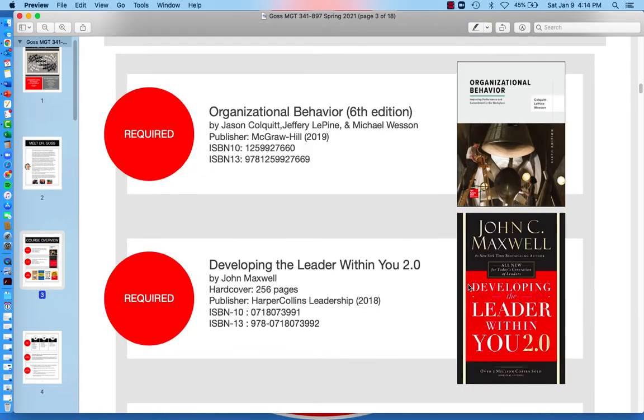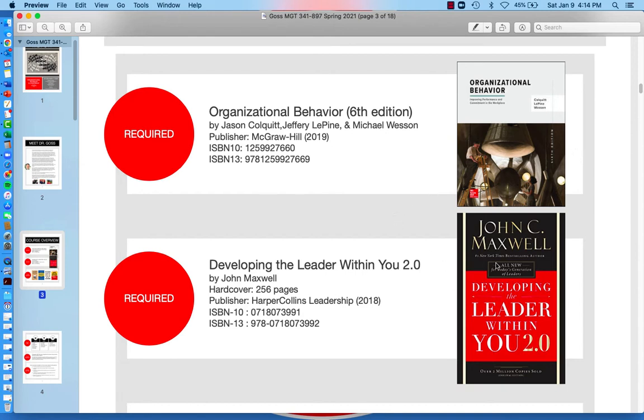Now let's take a look at the course materials that you'll need. First of all, this organizational behavior textbook. Please note that we're going to use the 6th edition. A 5th or a 7th won't do. Make sure that you have the 6th. This will help maybe just a little bit with cost. Those of you who need the digital key, I believe the bookstore has that for you.